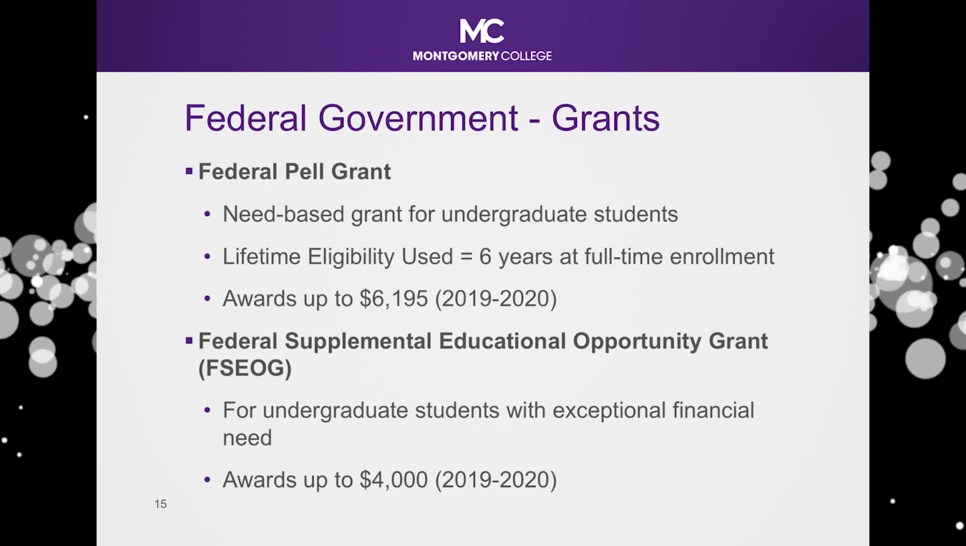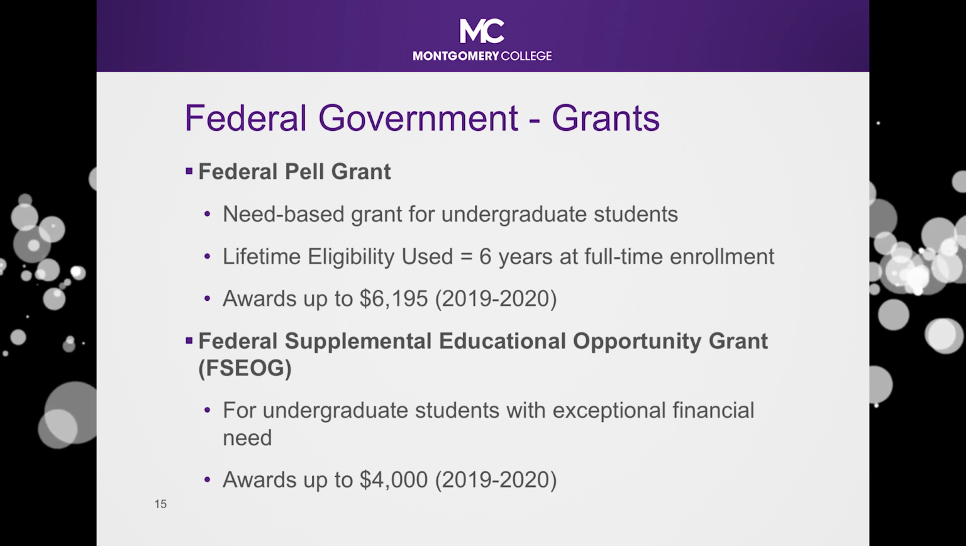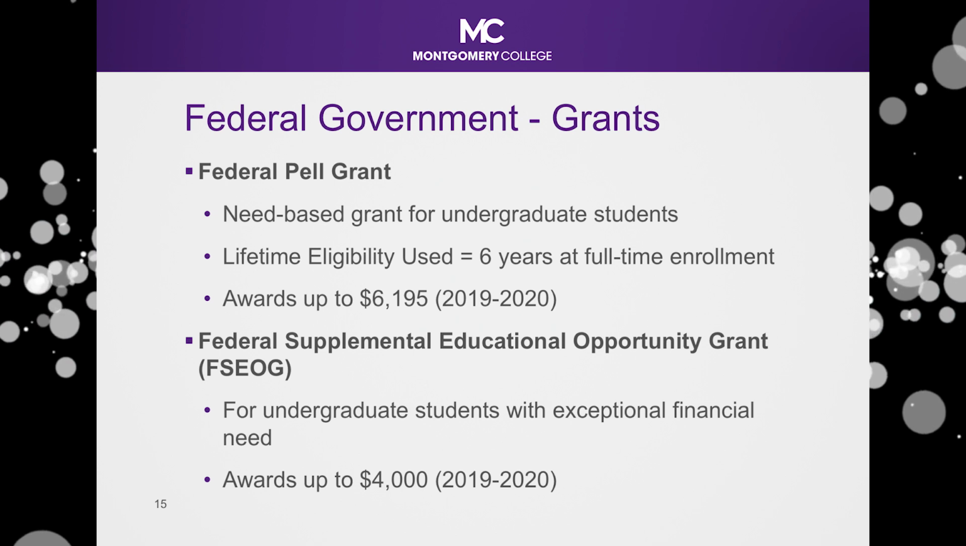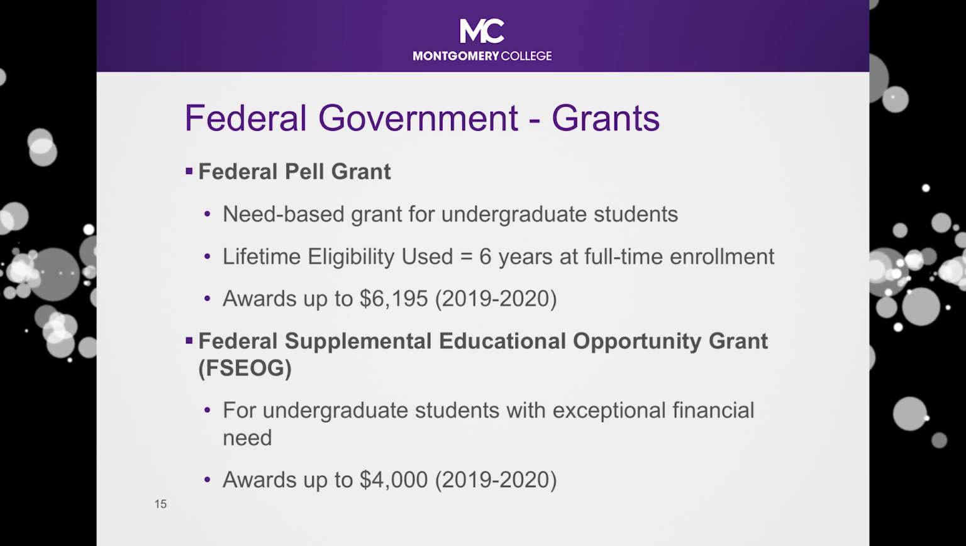Now, when you are awarded financial aid, it's generally split between the fall and the spring semester. So you get a large amount, like the $6,000, and then you get half of it for fall and half of it for spring.